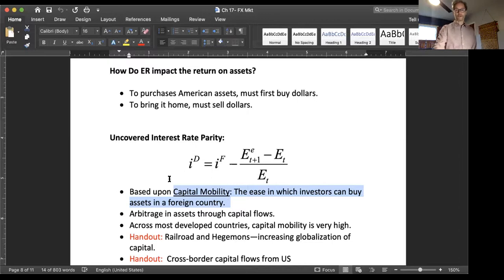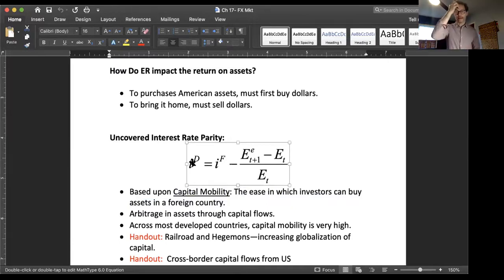So let's think about two countries. Let's call it the US and Europe. Let's say that you can buy a US asset, maybe this is a US Treasury bill, that gives you this return. So ID is the interest rate in dollars that you can earn by putting that in a US Treasury bill. Or you could go and you buy a short-term government bond in Europe, right? What's the return you're going to get from holding that European bond? Well, first you're going to get IF, right? The interest rate on holding that foreign asset.